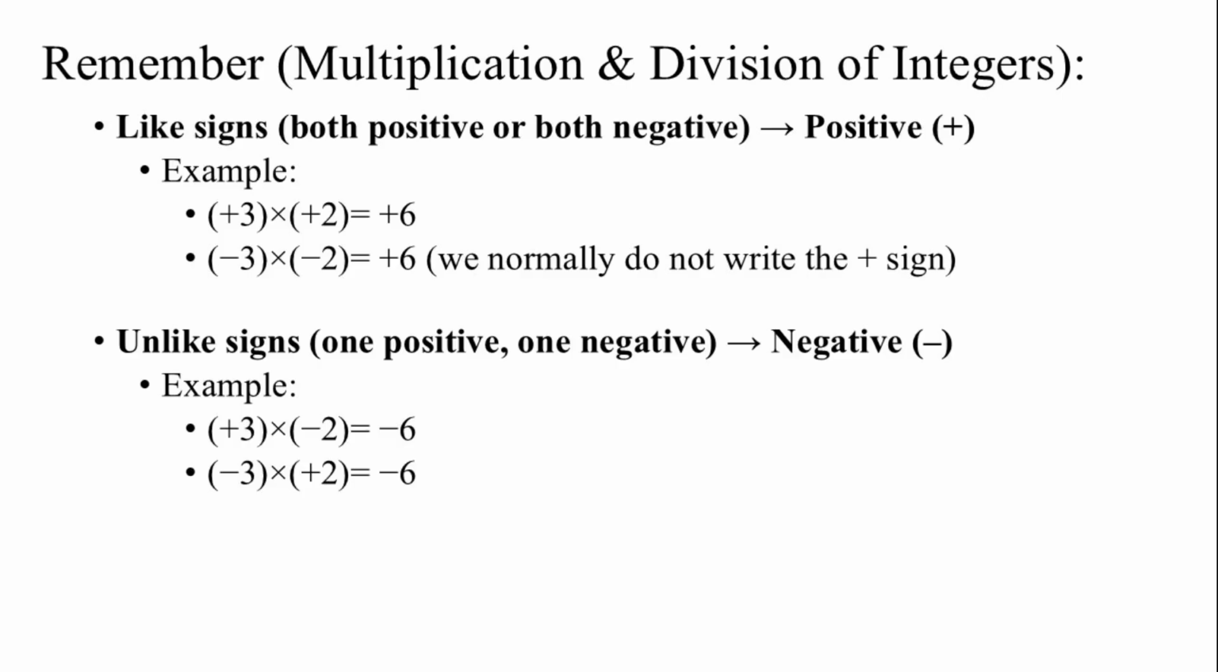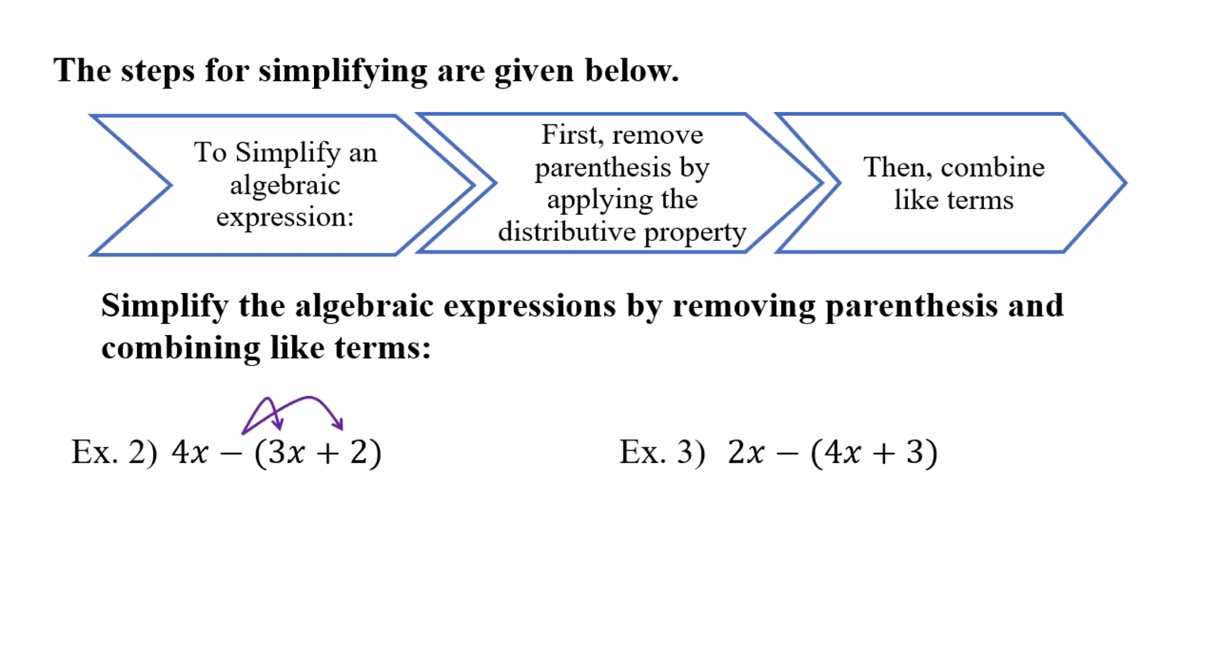Remember the rules for multiplying and dividing integers. Like signs result in a positive product, while unlike signs lead to a negative outcome. Practice these rules to master integer operations. Simplifying algebraic expressions involves removing parentheses and combining like terms. Follow these steps to streamline expressions and solve equations efficiently.